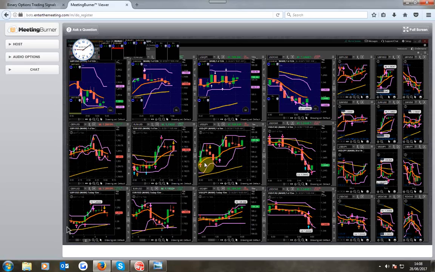A 1 and 4 hour correlating pair of signals. And here's the thing: when you're going against the trend, for me, the 4 hour would have to be on the current candle. By current candle, I mean the one that's open. Okay, so it'd have to be on this one here. There'd have to be a down signal there to tell me that this is going down.